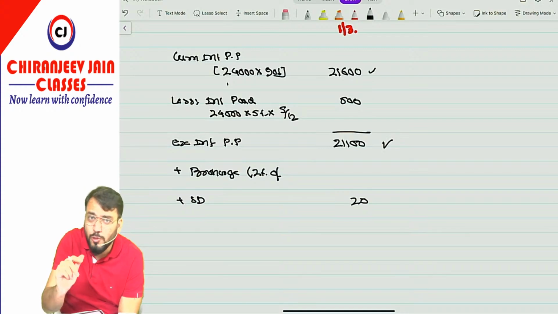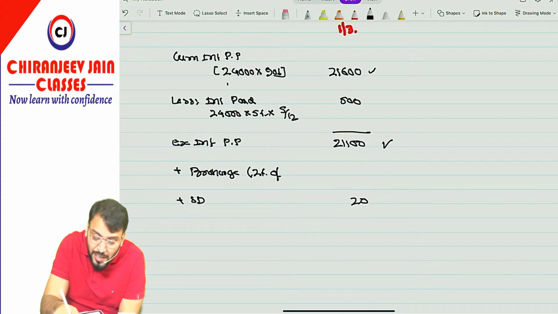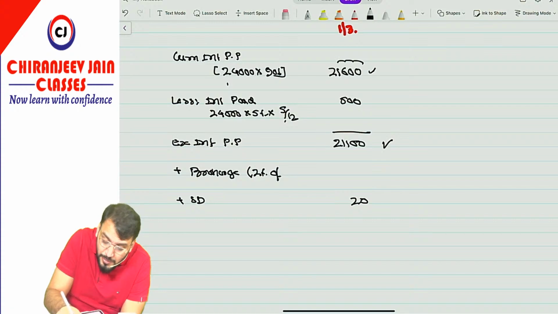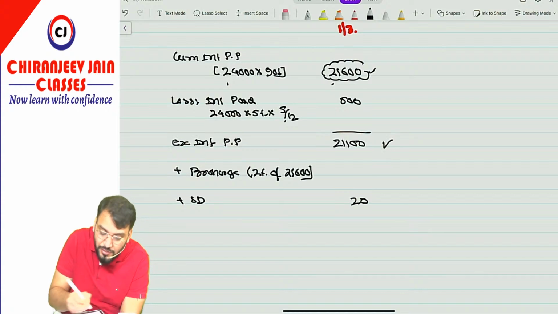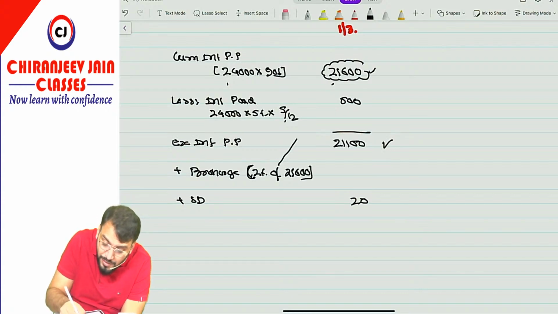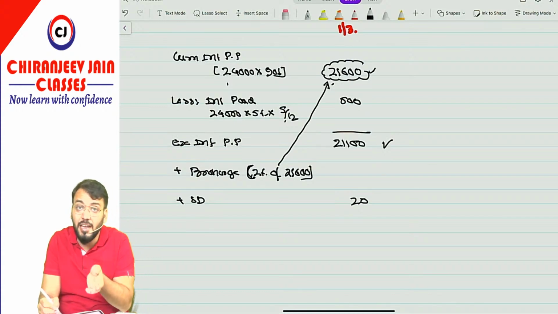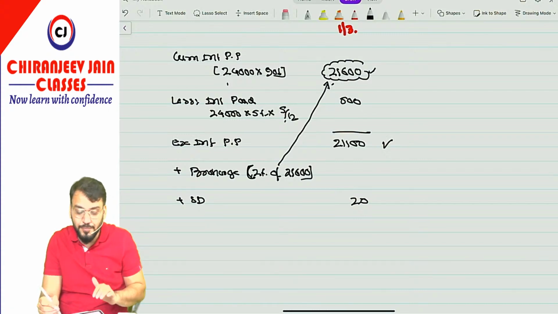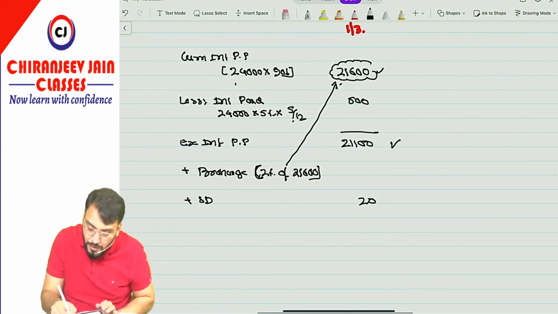Actually we are paying 2% to the broker, and we pay brokerage on the basis of contract value. In this case the contract price was cum interest, so this was the contractual amount. So you will calculate on this 21,600. Brokerage will always be on contract price. The contract price can be ex interest also, or cum interest, depending upon the contract. Got this point? So 2% of 21,600 is 432.